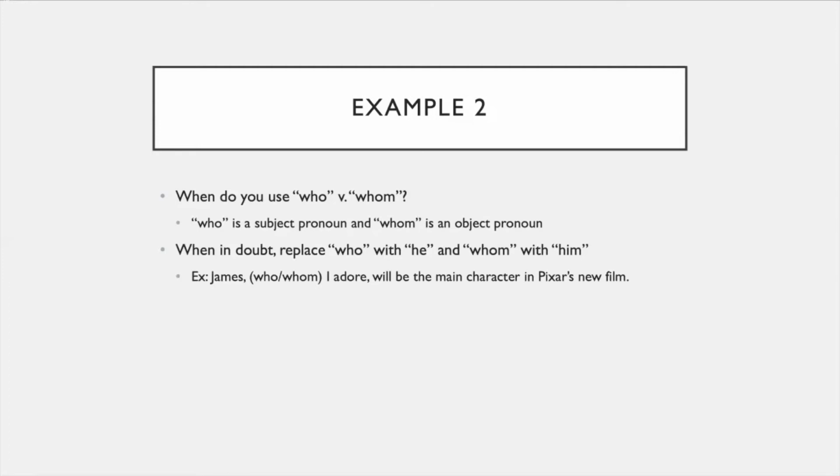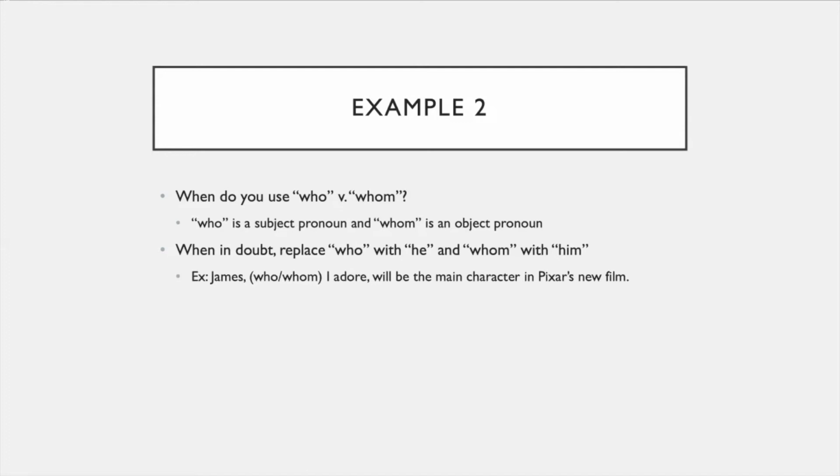And if it doesn't, then let's replace whom with him and see if that makes it any better. Okay, so "James, he I adore, will be the main character in Pixar's new film." Well, that sounds awkward because he and I are both subject pronouns, right? And they're next to each other without any sort of conjunction in between. So it's not grammatically correct to say "I adore he." So we know that it can't be who here. So let's try replacing whom with him and see if it makes sense.